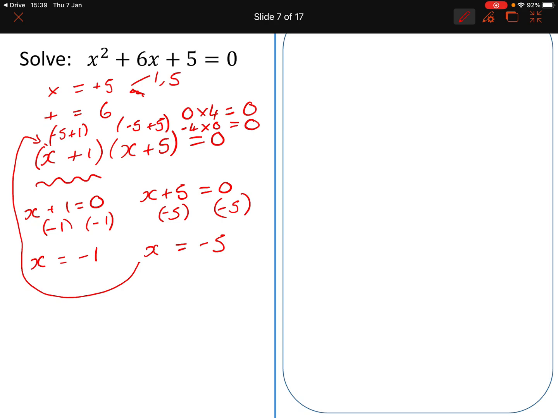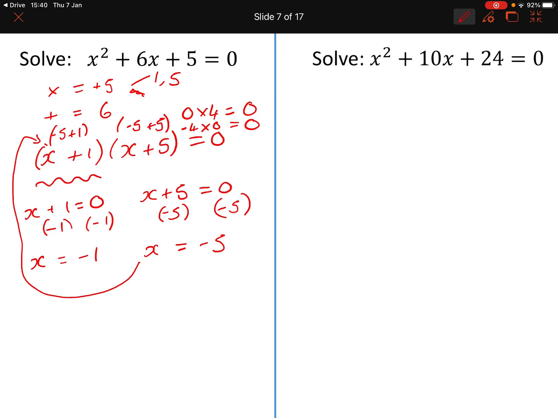Can you please pause the video here and write this down as an example? Okay, and can you please try and have a go at the one on the right?